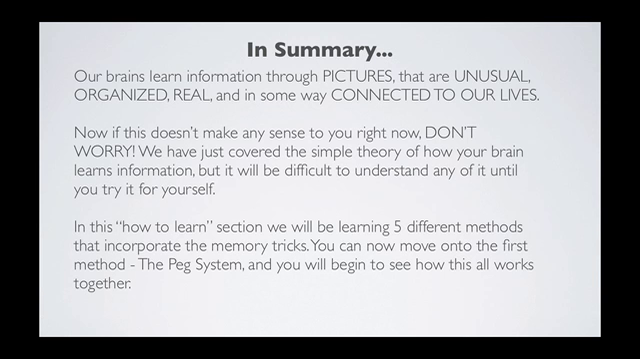So let's just wrap that up then. That was just a brief summary of how your brain learns. And basically, like we said, your brain learns information through pictures that are unusual, organized, real, and in some way connected to our lives. Again, like I mentioned before, if this doesn't make much sense right now, then don't worry. I don't actually expect you to understand this until we go through the techniques. And we've just covered the simple theory of how your brain learns information. So it is going to be difficult to understand everything until we go through the memory systems.